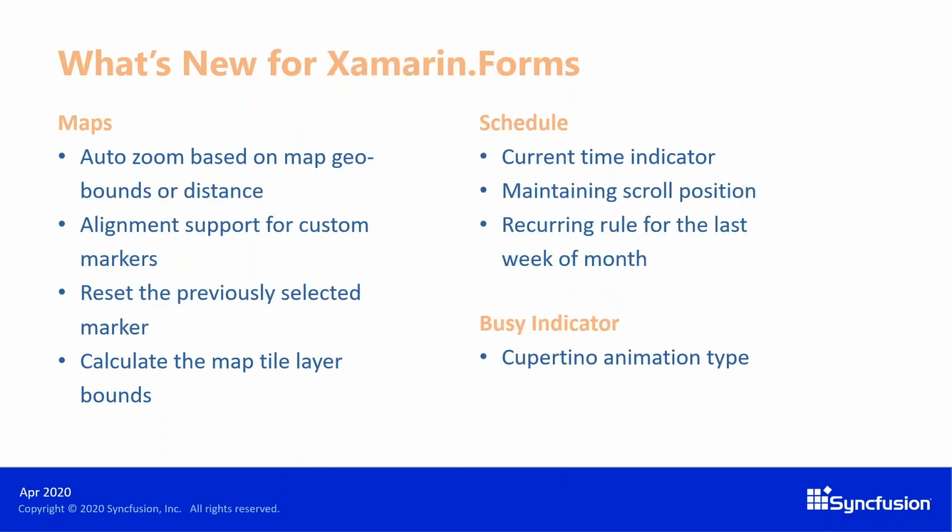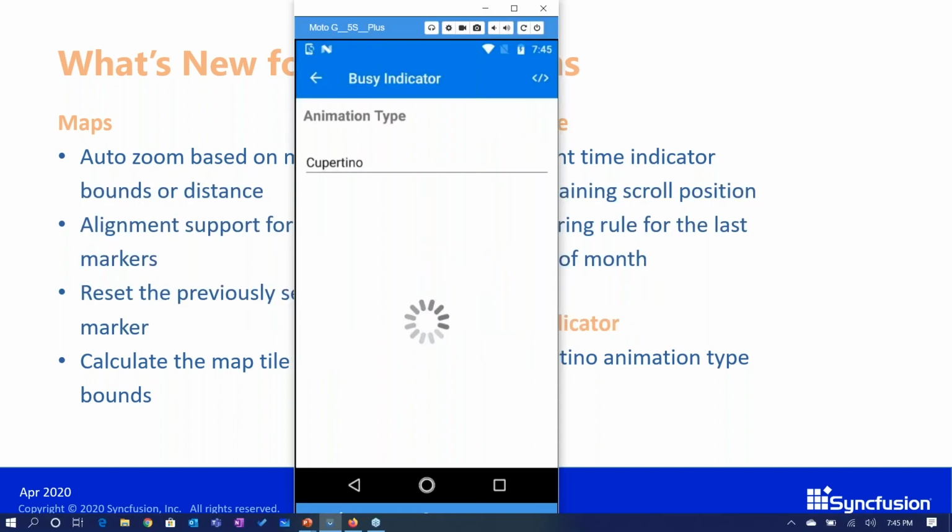The next is the much awaited Cupertino animation type. This is one of the types in the busy indicator. We missed this indicator. This is the most common indicator which you can see. We had not introduced this before, but now we have. Let me show you a demo on this. So this is the Cupertino type. We have all the other types now, but Cupertino was missing, so now we have added it. This is the classic busy indicator that we see in our day-to-day life.